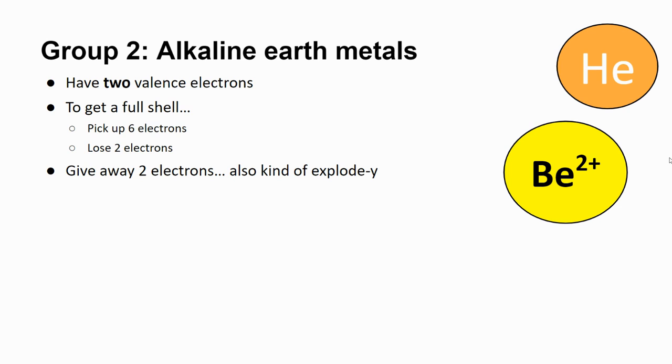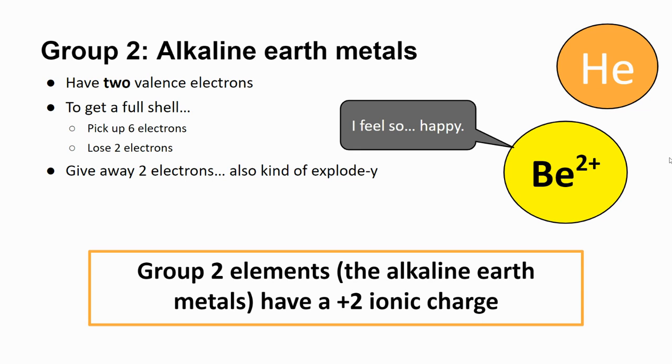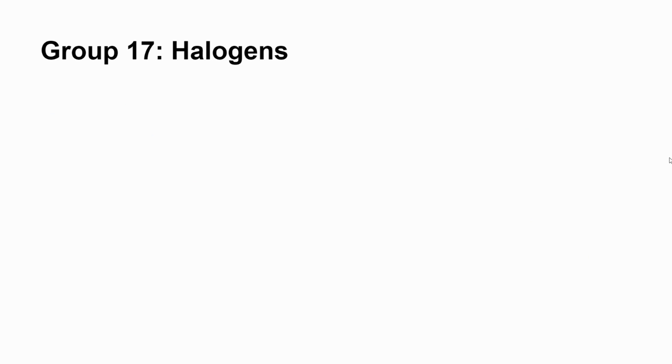So for example, beryllium, if it lost 2 electrons, then it would actually behave like helium, having a full first shell with just 2 valence electrons in it. Then it would be, quote unquote, happy. And so on your periodic table, note your group 2 alkaline earth metals as having a +2 ionic charge.